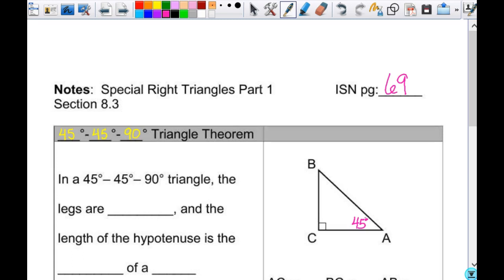Isosceles. Okay. Because if these two angles are congruent, these two sides have to be congruent. So this is also an isosceles right triangle. So it's not just any right triangle. It's either an isosceles right triangle or a 45, 45, 90 triangle. Those mean the same thing. It's just so that you know. You don't necessarily have to be given that that's 45. You can be given that it's isosceles, and it all fits in the same little category.